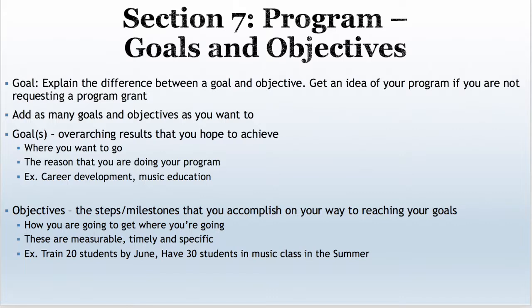So, your program goals are your overarching results that you hope to achieve from your program. And your program objectives are the milestones that you achieve on your way to accomplishing the goal. So in our example, if career development is your goal, your objective would be to train 20 students by June. Or if your goal is music education, then an objective could be to have 30 students in music class this summer.